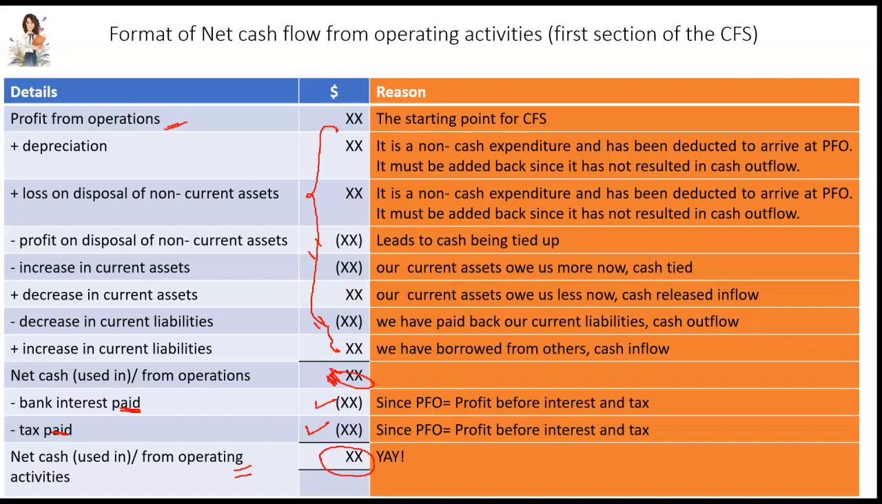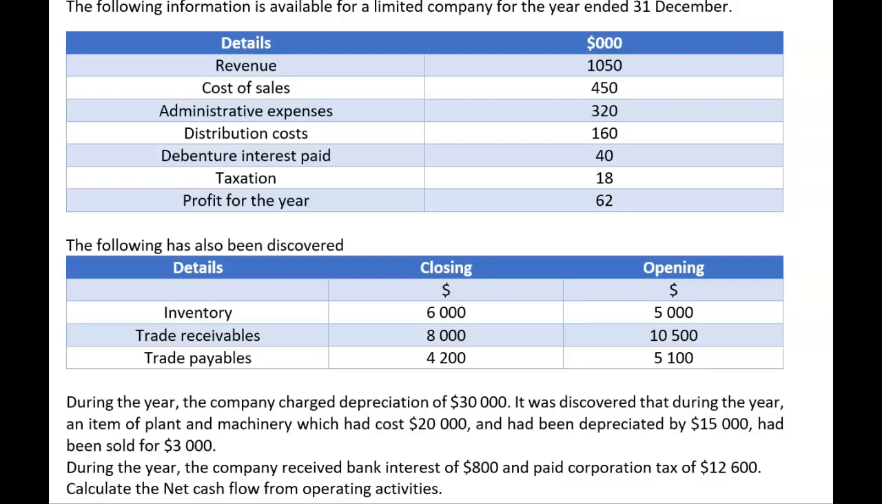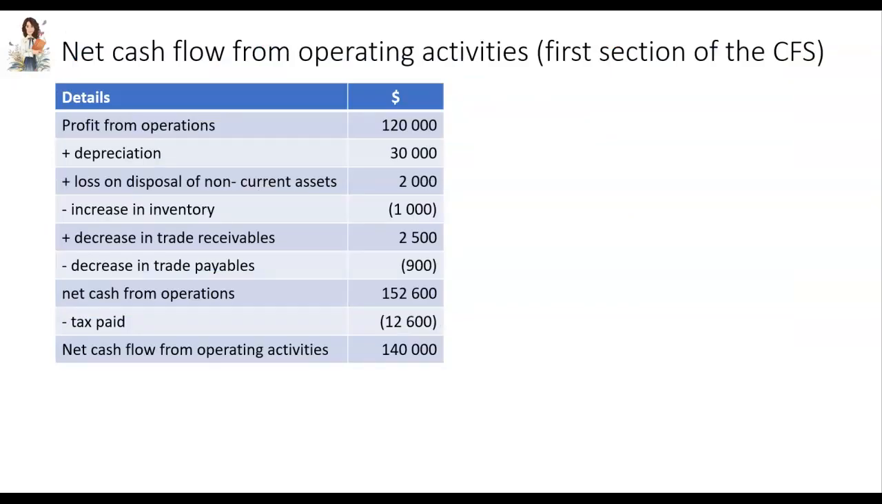So once we have subtracted these two figures from this figure, we will arrive at the net cash used in or from operating activities. Now that we have understood the format of the first section of the cash flow statement, let us solve a sum on the same. On the screen before you, you have been given some information. Using this information, you have to calculate the net cash flow from operating activities. We will start with the profit from operations, which we had already computed. The figures are the same.